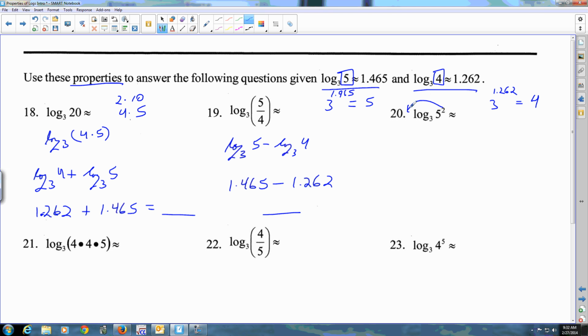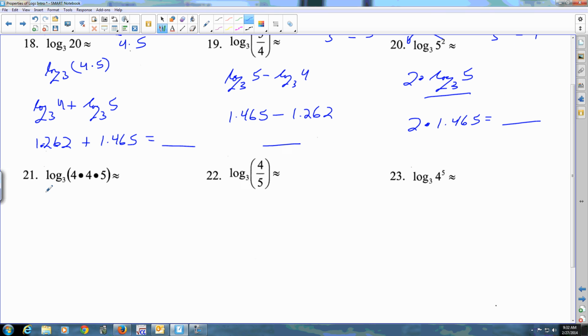Here, drop the 2 in front. 2 times log base 3 of 5. And log base 3 of 5 is worth 1.465. 2 times 1.465, and that gives you an answer. Okay? So, doing that same idea down here, you have a product inside the logarithm. So it's log base 3 of 4 plus log base 3 of 4 plus log base 3 of 5. So that's 1.262 plus 1.262 plus 1.465. Add those up, and that's your answer.